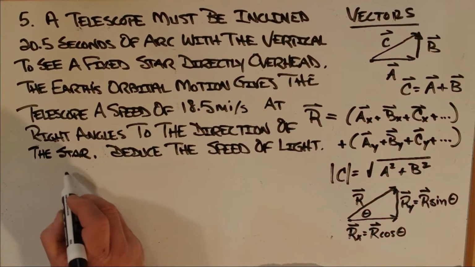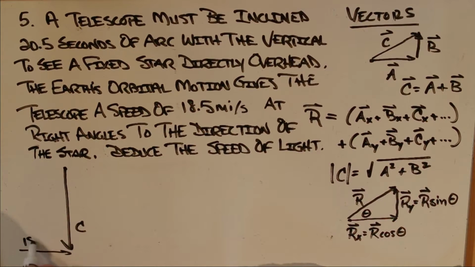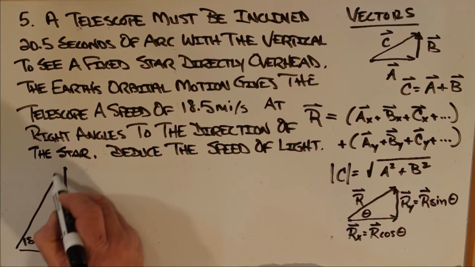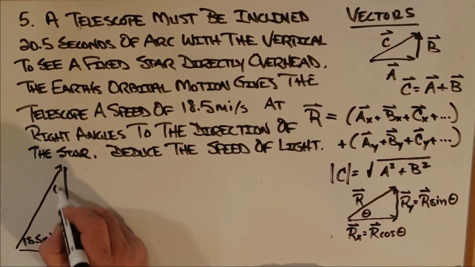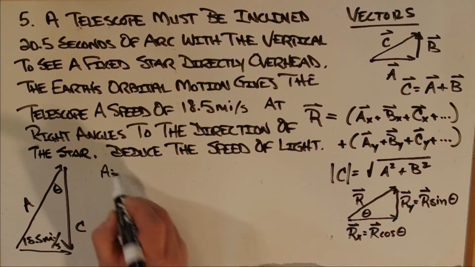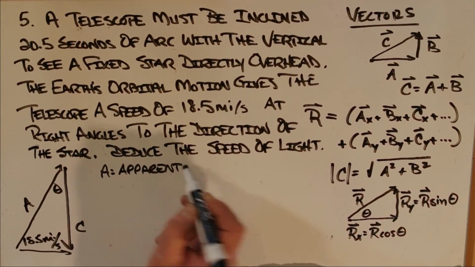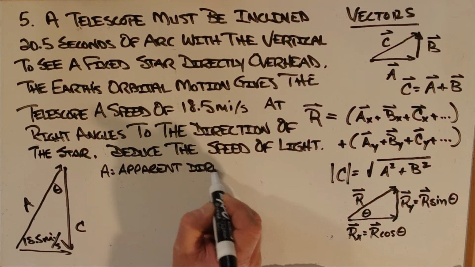Our last question, a great question. This is actually an experiment or a deduction that was done by a gentleman named Bradley in the 1780s, I believe. A telescope has to be inclined 20.5 seconds of arc with the vertical to see a fixed star directly overhead. Earth's orbital motion gives the telescope a speed of 18.5 miles per second at right angles to the direction of the star, and we're asked to deduce the speed of light.